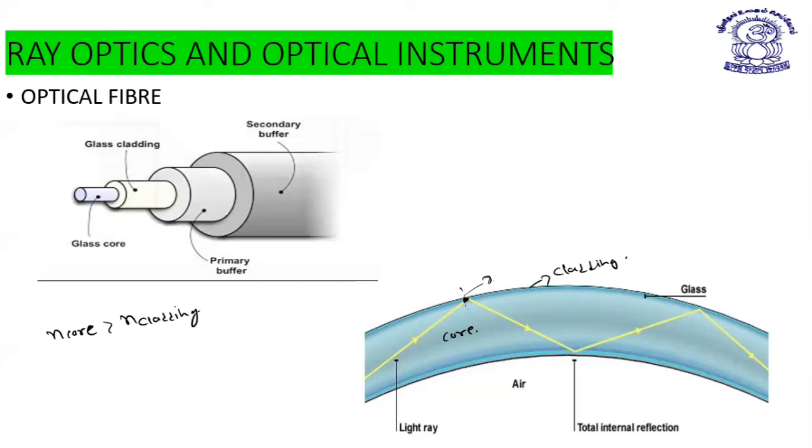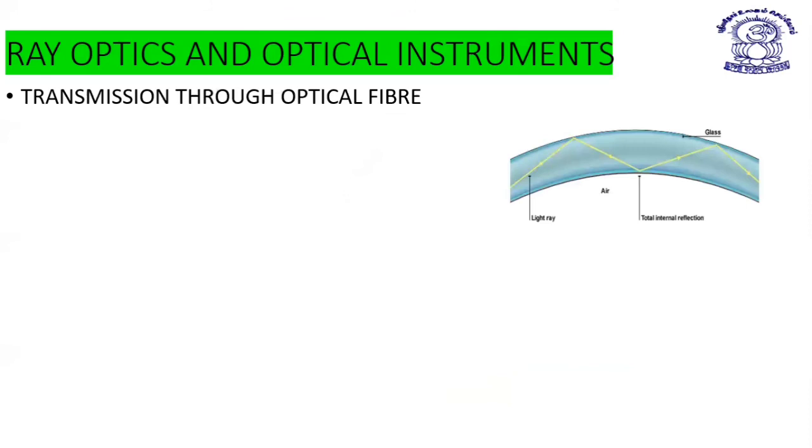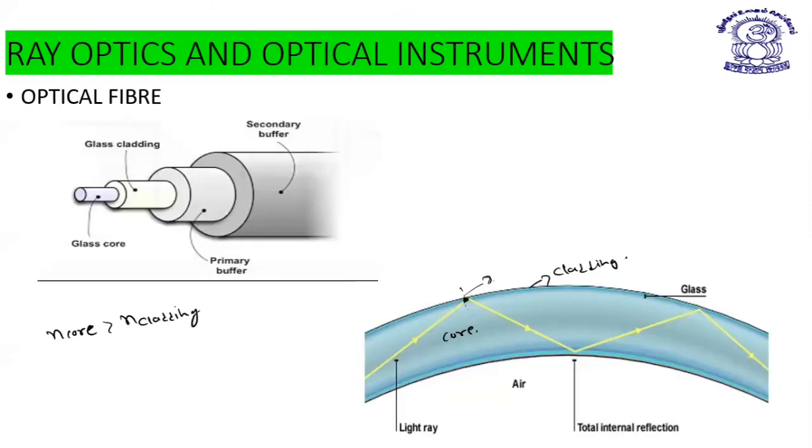Now, where optical fibers are used? Optical fibers are used in communication system, they are also used to see the internal parts of human body.